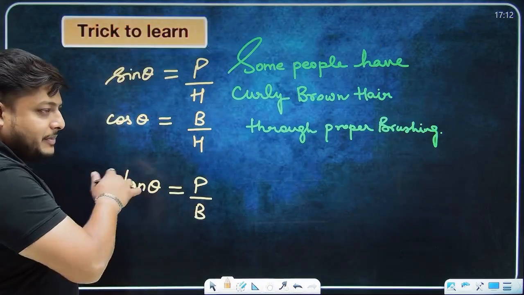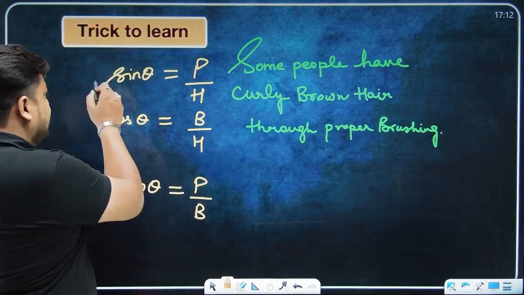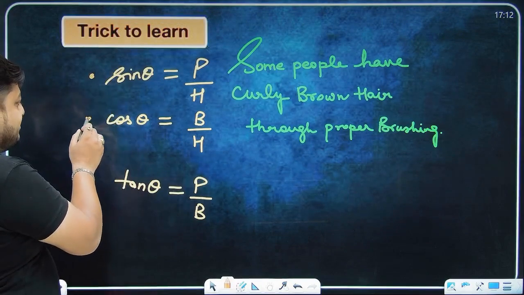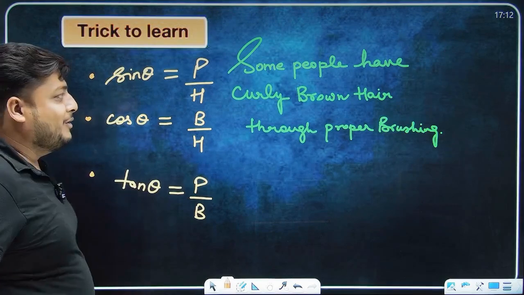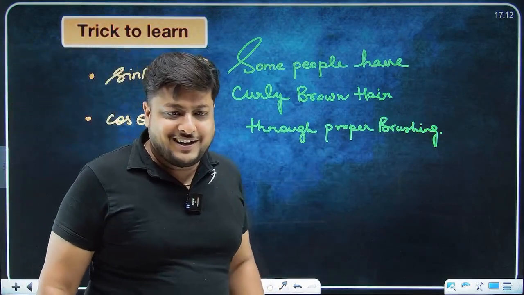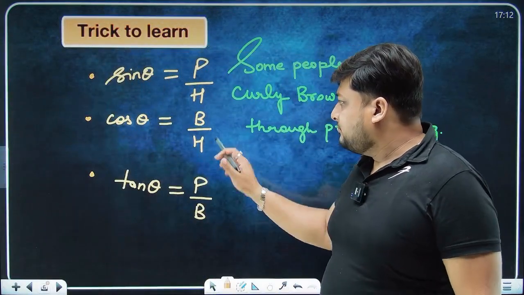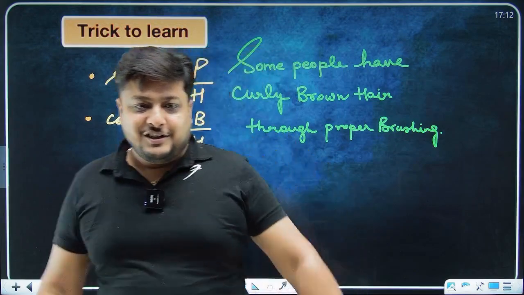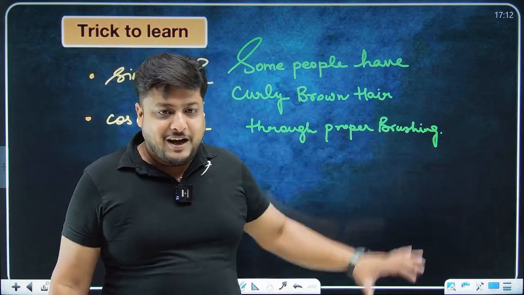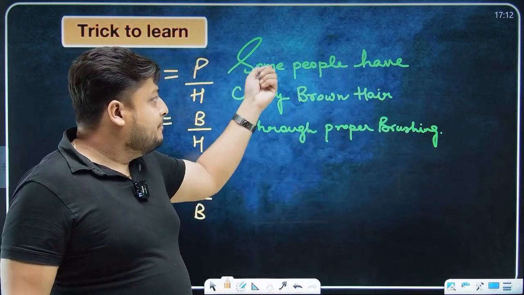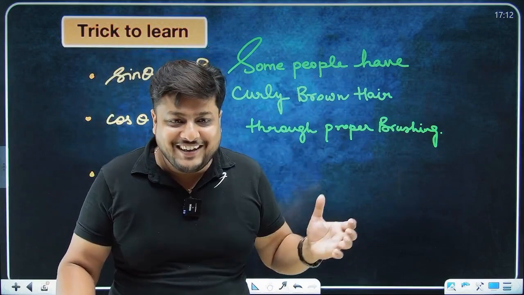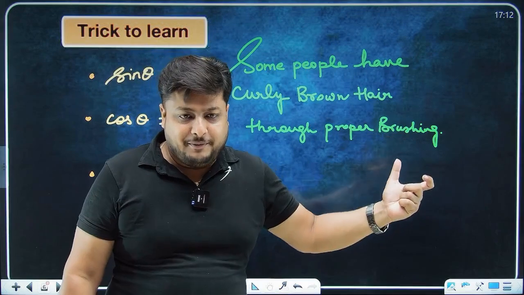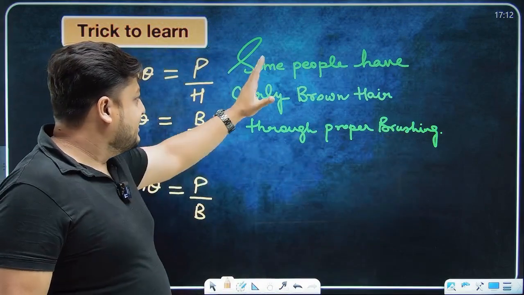In the previous slide we have seen that sin theta is P upon H, cos theta is B upon H, and tan theta is P upon B. So what is the trick to learn this? Look, some people have curly brown hairs through proper brushing. You have to learn this: Some people have curly brown hairs through proper brushing. So what is the connection between this and this?